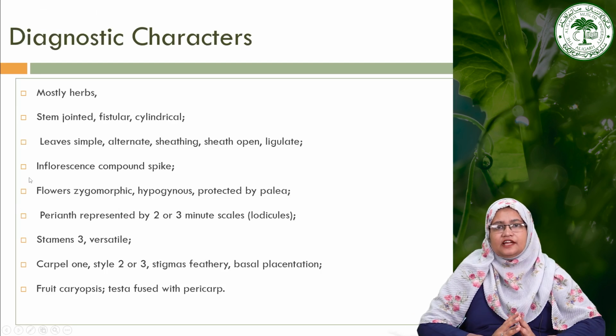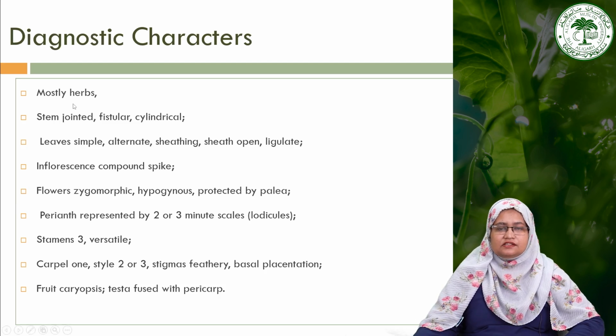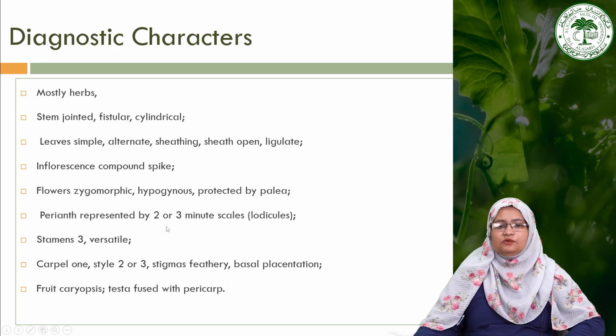And if we see the diagnostic characters of the family Poaceae, generally they are herbs, as we have discussed earlier. The stem is jointed, fistular, that means hollow, cylindrical, and the leaves are simple, alternate with sheathing bases that are open, and the next important character is that the leaves are ligulate. Then the inflorescence is a compound spike. The flowers are zygomorphic, hypogynous, and they are protected by the palea, which is a bract. Then the perianth is represented by only 2 or 3 minute scales, which are termed lodicules.